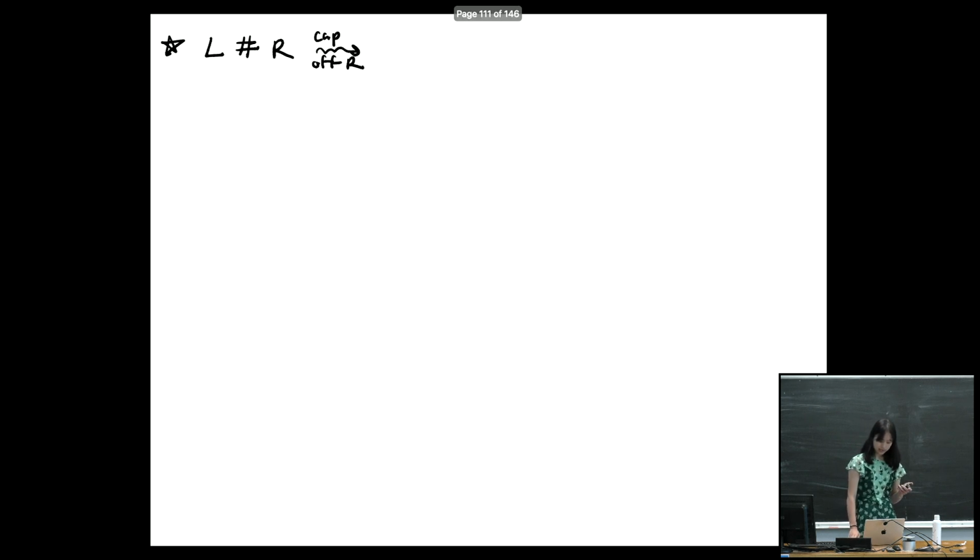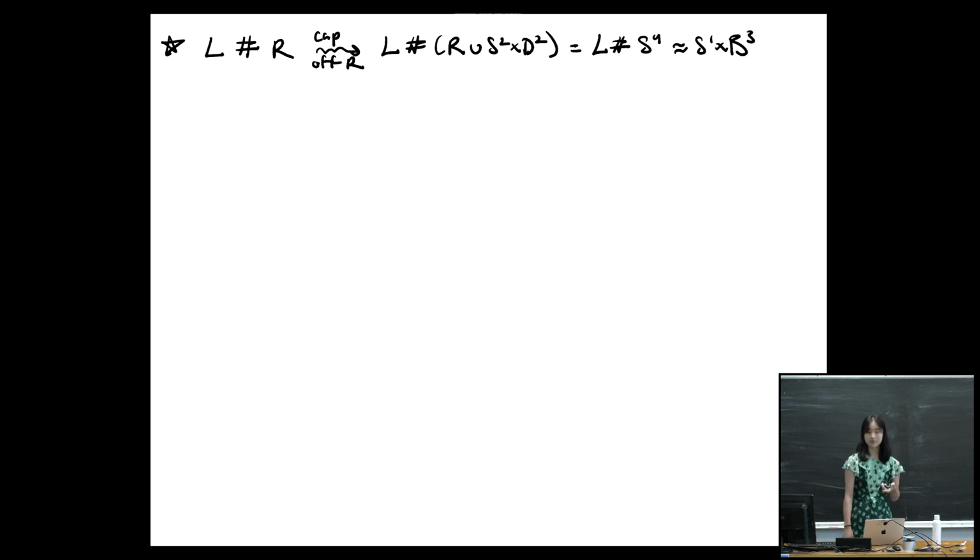So first, we'll make some nice observations. So the boundary of L connect sum R is going to be two disjoint S1 cross S2s. And so if we cap off the right one with a D2 cross S2, that gives us L connect sum S4, which of course is just S1 cross B3. Okay, so let's play this game and see what it tells us about our diffeomorphisms.